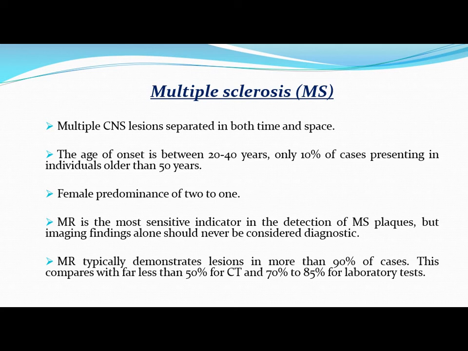MR is the most sensitive indicator in the detection of MS plaques, but imaging findings alone should never be considered diagnostic. MR typically demonstrates lesions in more than 90% of cases. This compares with far less than 50% for CT and 70 to 85% for laboratory tests.